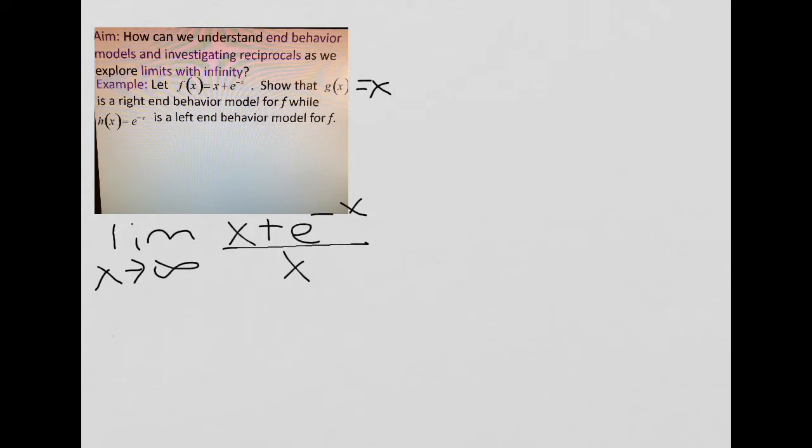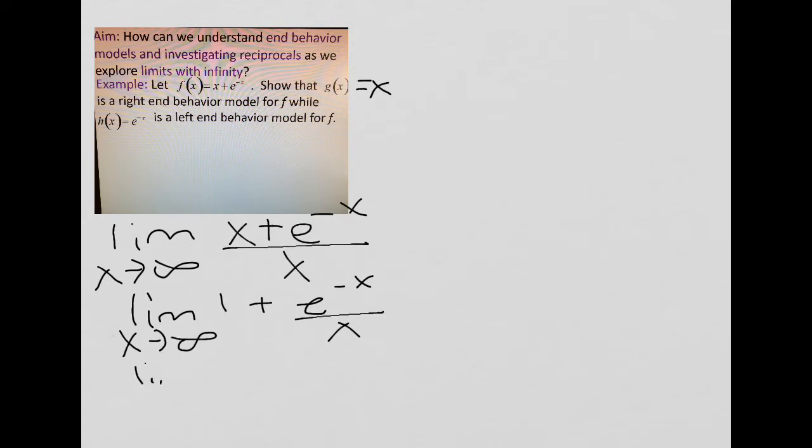So g of x is a right end behavior model and h of x is the left end behavior model. So now we have to kind of prove both. Here we go. So let's do the right end behavior model. That is where our limit of f of x divided by g of x, oh, g of x got cut off. Let me help you out there. It's just x, as x approaches positive infinity. So we're going to divide both terms by x, and this one cannot be simplified.